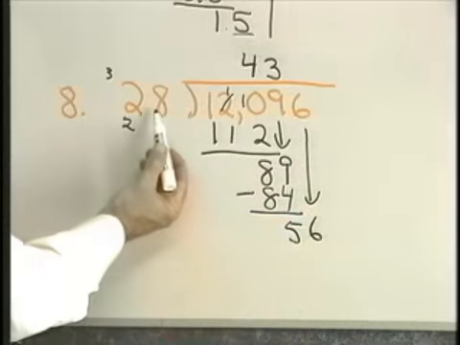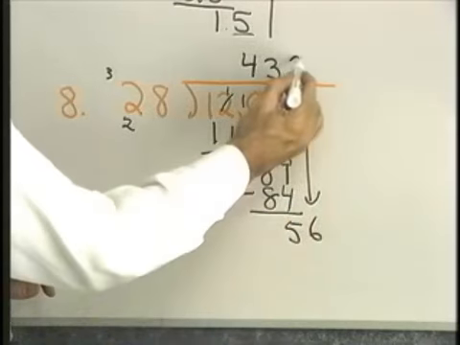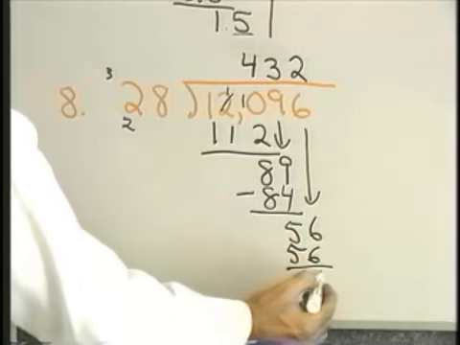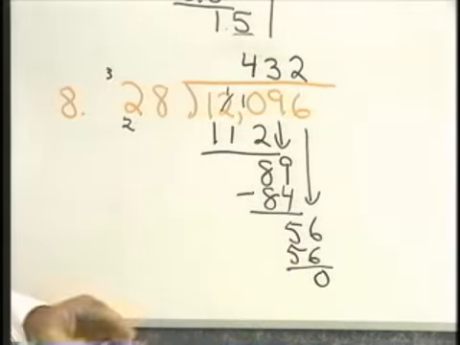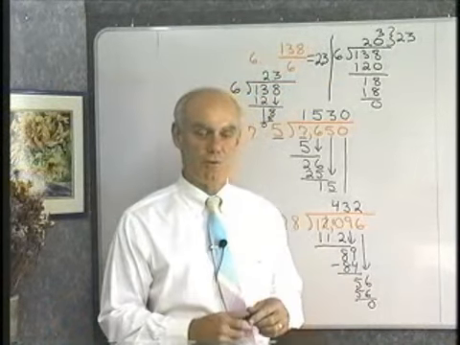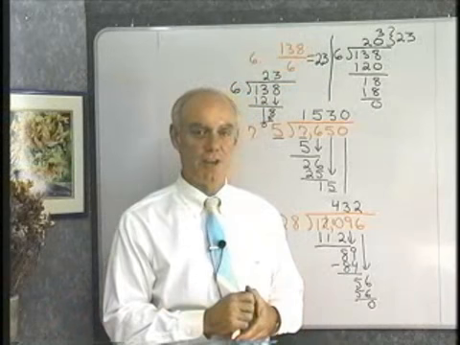Bring down the 6. 28 divides into 56 twice. 2 times 28 is 56. Subtract and get 0. So this is that long division process. I'm sure that you've seen this somewhere before. This is really just a review of that process.